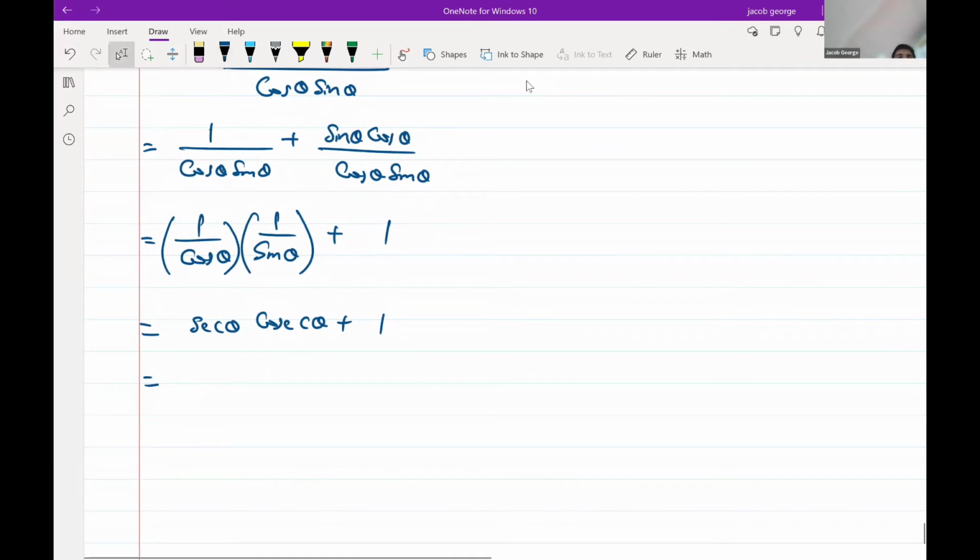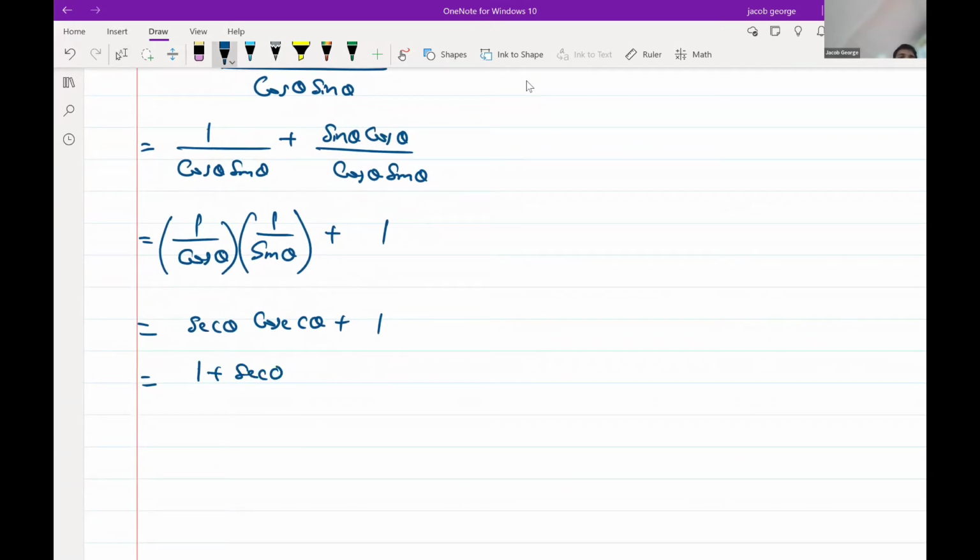So it is 1 plus sec theta cosec theta. So this is the RHS, right hand side. So hence it is proved, 1 plus sec theta cosec theta. So this is the complete answer to this question, question number 3.